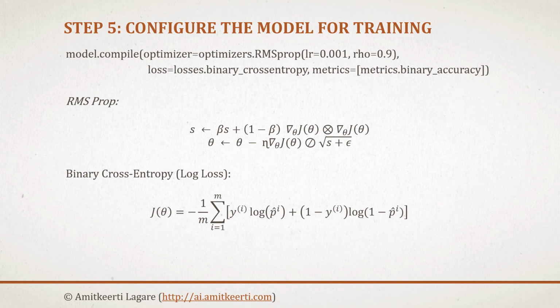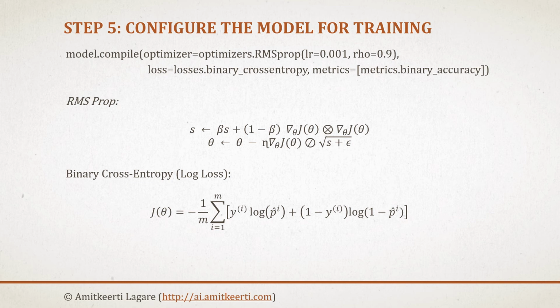We now configure the model for training. We use the optimizer as RMS prop. An optimizer's job is to update the weights and bias of each layer so that the model slides down the paths towards the minima. RMS prop adjusts the weights in a 2-step process.